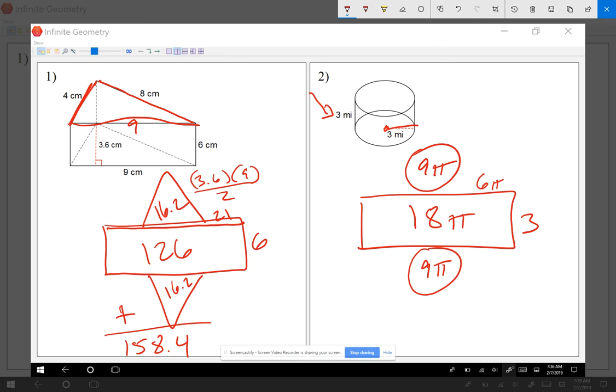Add everything. 9 pi plus 18 pi plus 9 pi. That should give you 36 pi. Any questions on prisms and cylinders? Remember, there's 6 of these on the quiz tomorrow. We're okay?